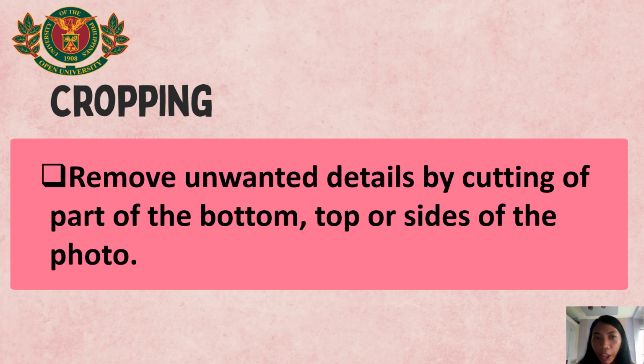Next is cropping. Cropping lets you remove unwanted details by cutting off part of the bottom, top, or sides of the photo and retaining its rectangular or square shape. By doing this, you can focus on the part of the photo which you consider important.